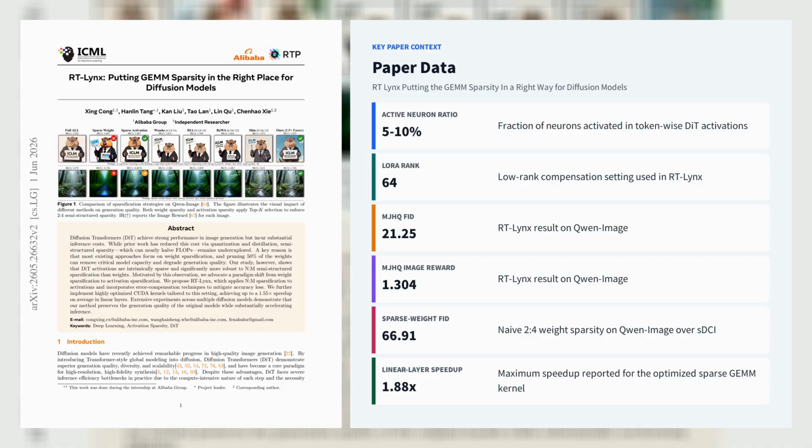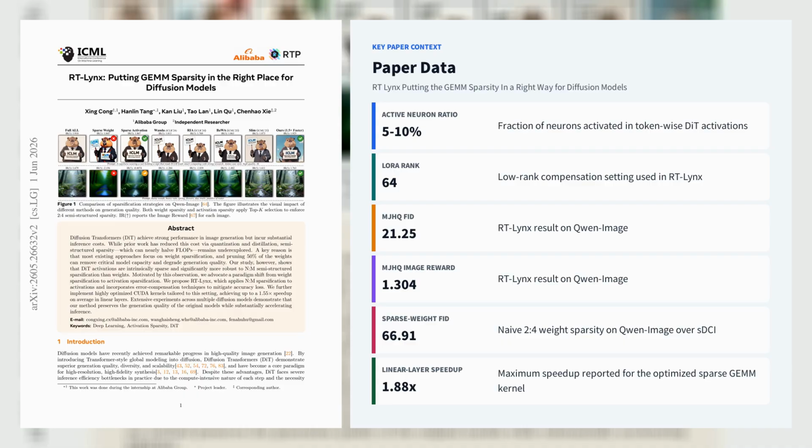Let's explore the second paper, RT-Links, putting the sparsity in the right way for diffusion models. RT-Links, from Alibaba Group researchers, argues that diffusion transformers should be sparsified in activations rather than weights. Across Qwen-Image, FLUX.1-dev, and Z-Image, token-wise activations are intrinsically sparse, with only about 5% to 10% of neurons active, while weight sparsification under the 2:4 pattern destroys generation quality.